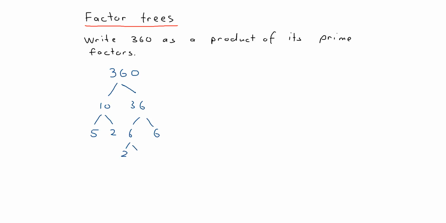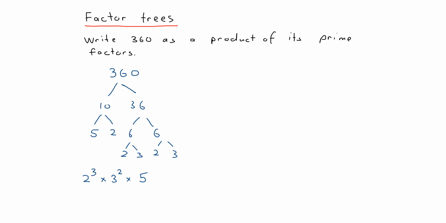2 and 3 and 2 and 3. And we get our prime factorization is 2 cubed. Let me count: 1, 2, 3. 3 squared by 5. Now, I didn't have to do 10 and 36.